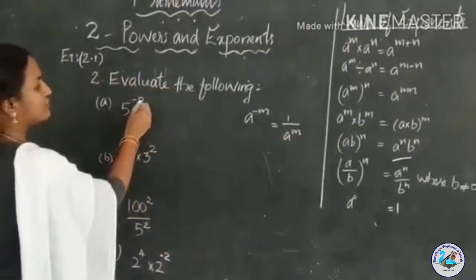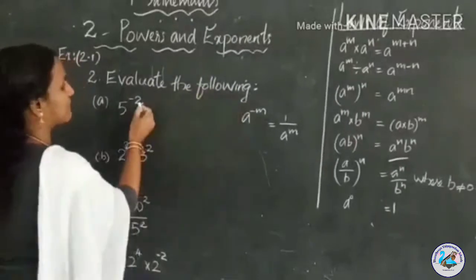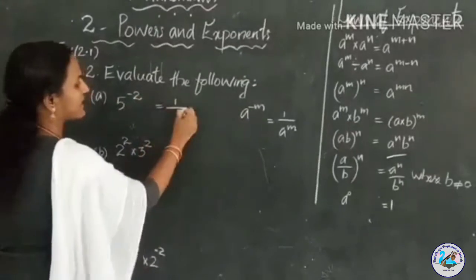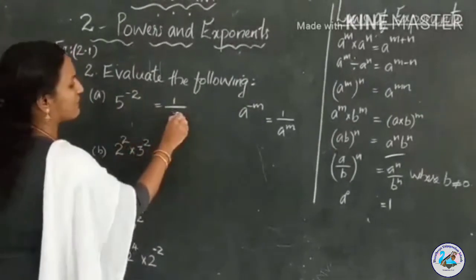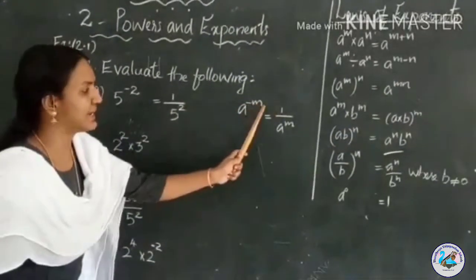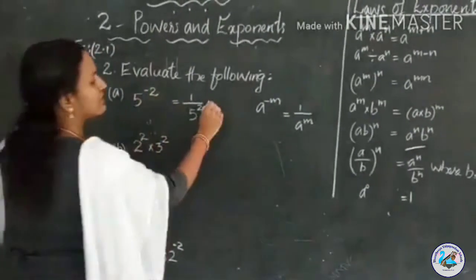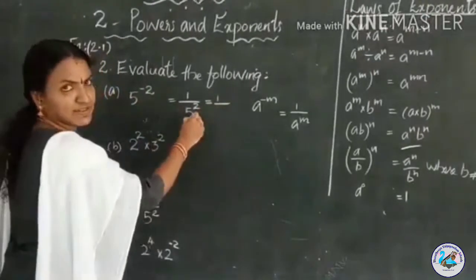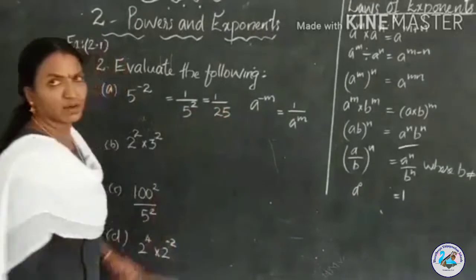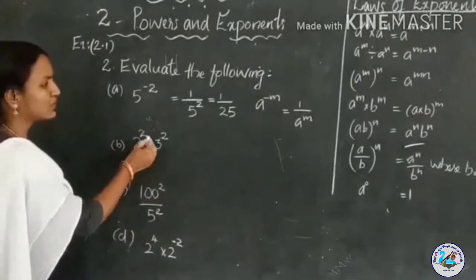So 5 raised to minus 2. Here the base is 5 and the power is minus 2. So use this formula: 1 by 5 square. 5 raised to minus 2 can be written as 1 by 5 square. 5 square is 5 multiplied by 2 times, 5 into 5, which is 25. So the answer is 1 by 25.